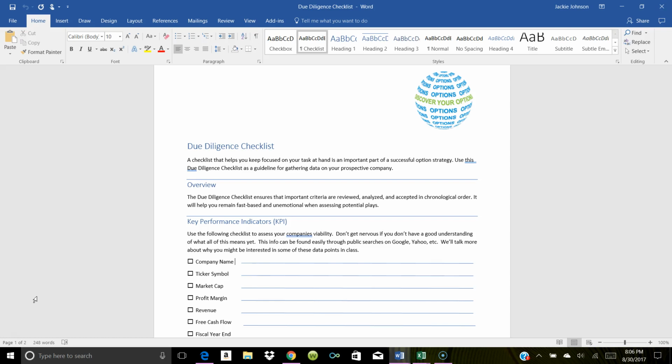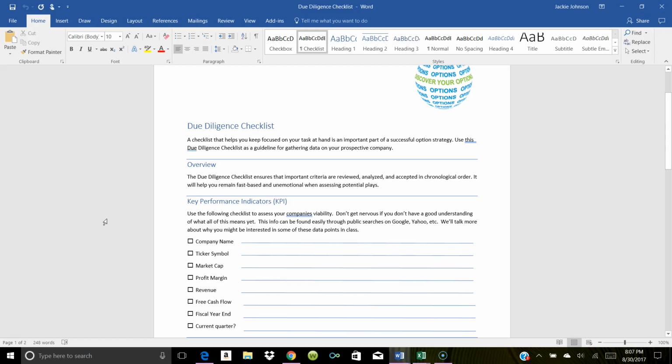Today we're in the research portion of the class, and this here is our Discover Your Options due diligence checklist. This is a checklist that helps you keep focused on the task at hand. It's an important part of a successful option strategy. Use this due diligence checklist as a guideline for gathering data on your prospective company. The due diligence checklist ensures that important criteria are reviewed, analyzed, and accepted in chronological order. It will help you remain fact-based and unemotional when assessing potential plays.